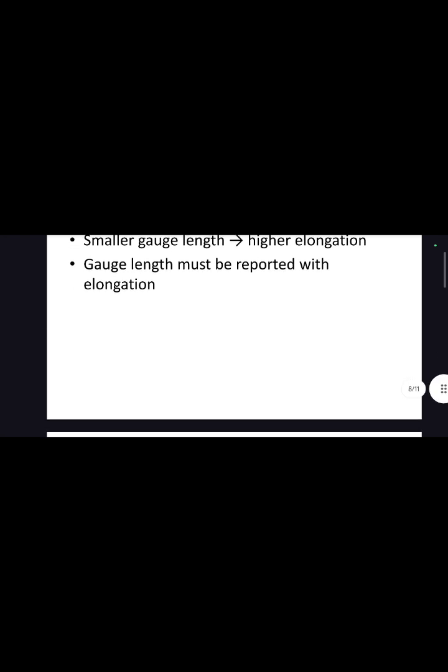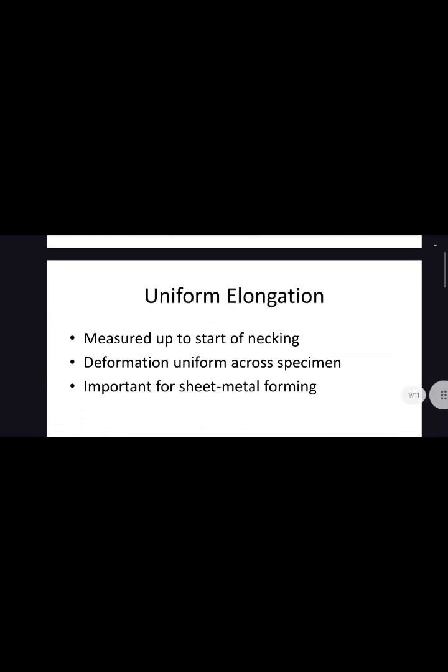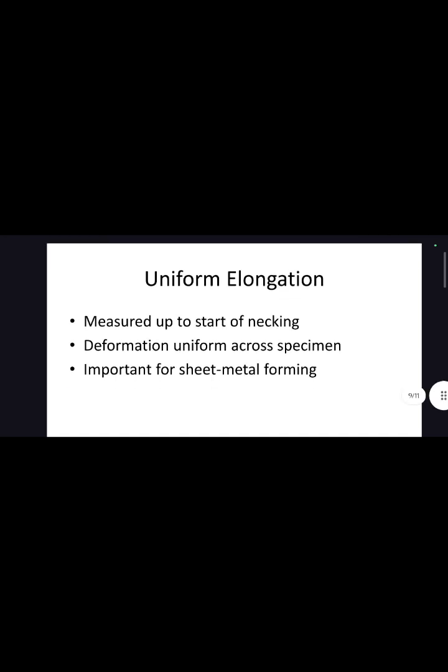Next, another important measure is uniform elongation. Uniform elongation means elongation measured only up to the point where necking begins, not until the fracture happens. Why is this useful? Because before necking starts, deformation is uniform along the entire specimen. After the necking starts, deformation becomes localized. Uniform elongation is very important in manufacturing processes like sheet metal forming, where uniform stretching is required.